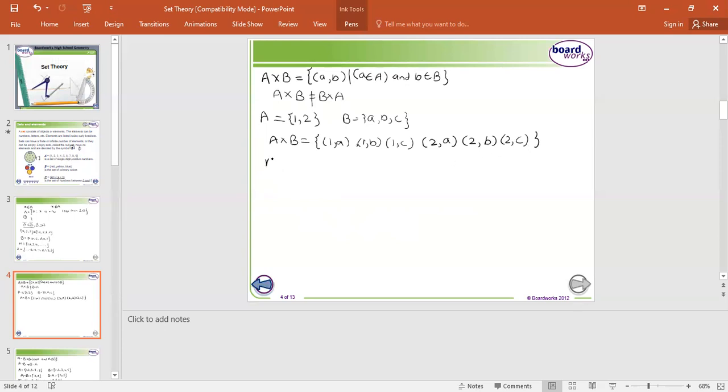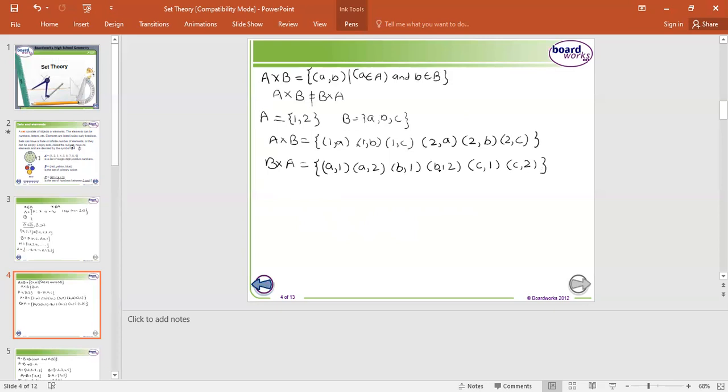Now B cross A. You have to take every element of B with A. So first we will take (a, 1), (a, 2), then (b, 1), (b, 2), (c, 1) and (c, 2). So this is B cross A.